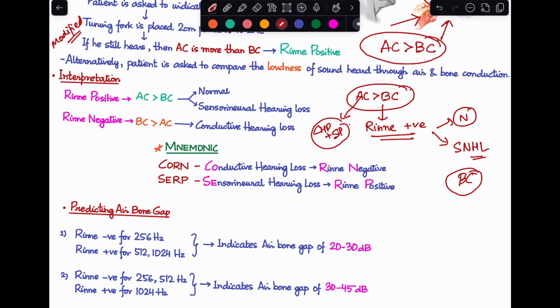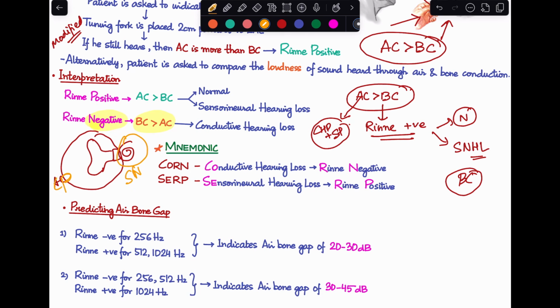Now, when the bone conduction is more than air conduction, which is the opposite, that is known as Rinne's negative. And this will be found in conductive hearing loss. Now, what is the logic over here? So, if this is the ear canal, this is the middle ear, and this is the cochlea. Now, this part is testing the air conduction, this is the conductive pathway, and this is the sensory neural pathway.